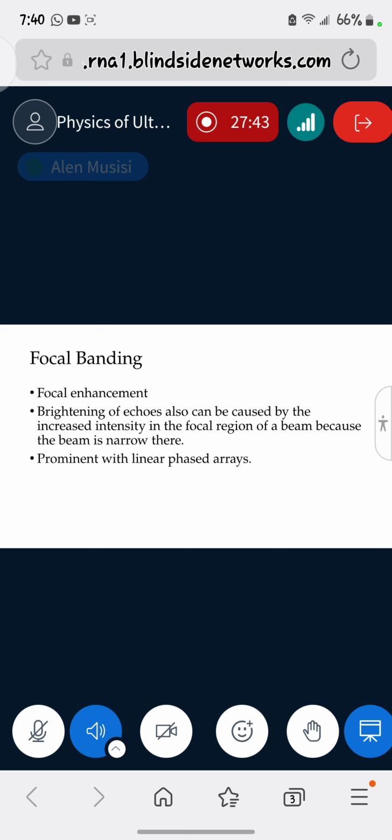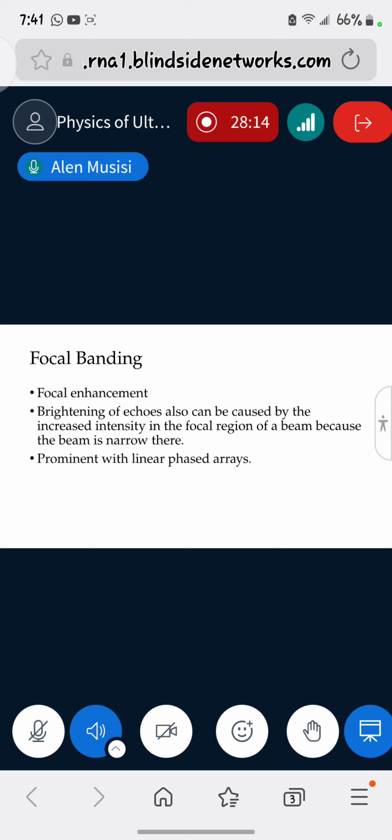So the final artifact, we have what we call the focal banding. This is not really an artifact because it is as a result of enhancement in the focal zone. Whenever you focus your beam in an area, its lateral resolution improves. Remember, I told you this.